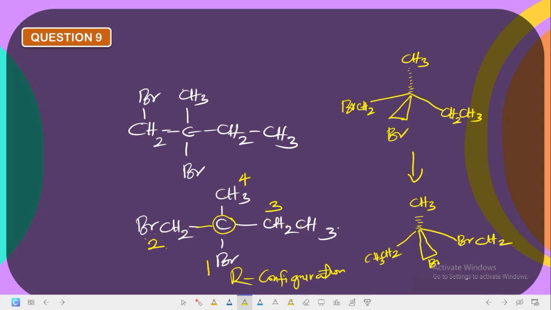And here will be what? R configuration. Is that understood? So that is that for this one. So this is the mirror image, the enantiomer, and this one will be the what? S configuration, and this is what? R configuration.